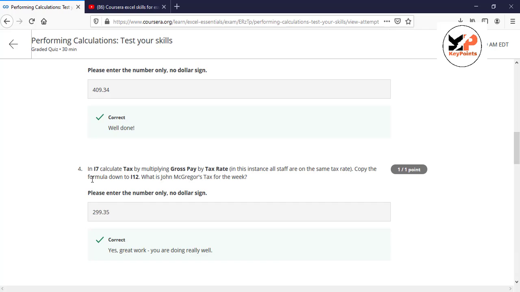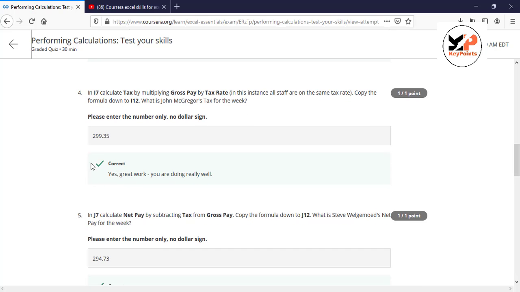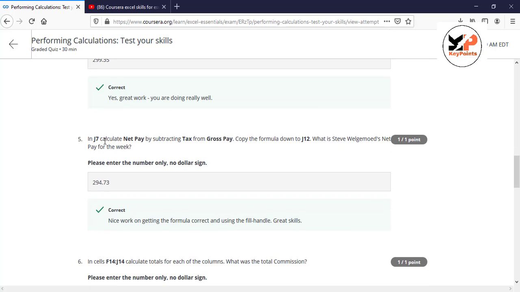Number 4 question: in I7, calculate tax by multiplying gross pay by tax rate. In this instance, all staff are on the same tax rate. Copy the formula down to I12. What is John McGregor's tax for the week? Please enter the number only, no dollar sign. So the number 4 question answer is 299.35.